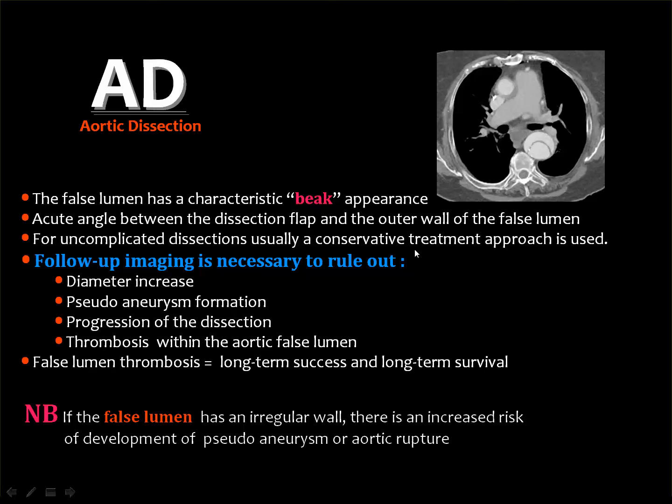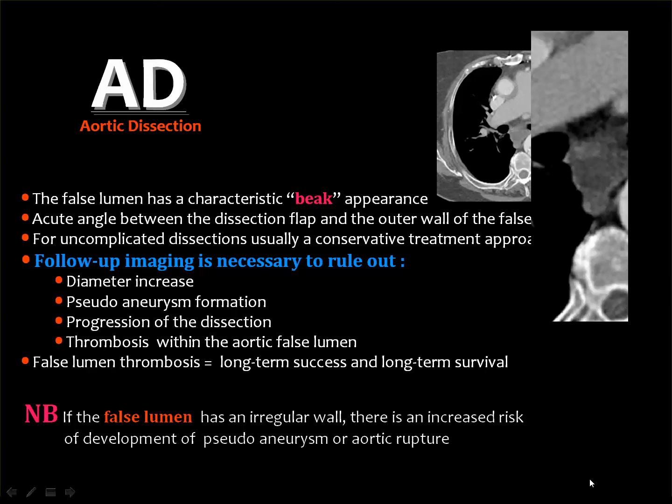Then whenever you diagnose aortic dissection, follow-up is indicated to assess the increase in diameter of the aorta, the formation of pseudoaneurysm, the progression of the dissecting intimal flap, and the development of thrombosis within the false lumen, which may indicate healing. Also, you should notice the irregularity of the wall of the false lumen, which is a marker of increased risk of development of aortic pseudoaneurysm or aortic rupture.